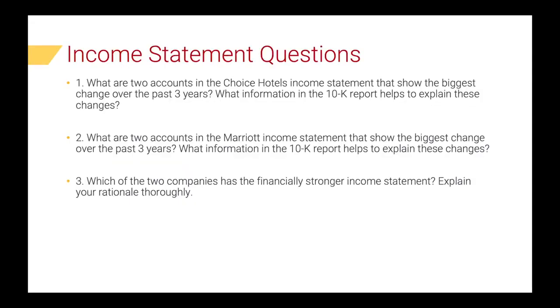Income statement questions. 1. What are the two accounts in the Choice Hotels income statement that show the biggest change over the past 3 years? What information in the 10K report helps to explain these changes? 2. What are two accounts in the Marriott income statement that show the biggest change over the past 3 years? What information in the 10K report helps explain these changes? 3. Which of the two companies has the financially stronger income statement? Explain your rationale thoroughly.